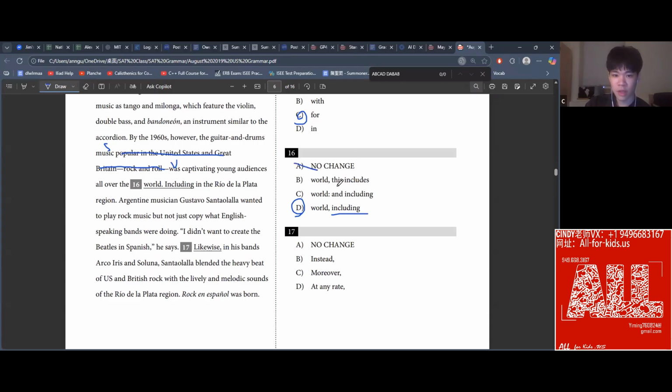For B, this includes subject and verb. This is a comma splice. For C, if we are using this, we don't want and, because the use of a colon is to list, define, or explain, meaning the and is already implicit. So you don't need to bring this up again. So the answer is D.